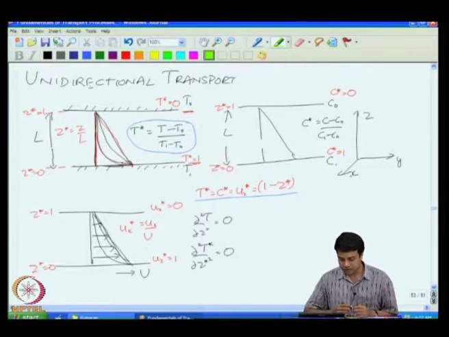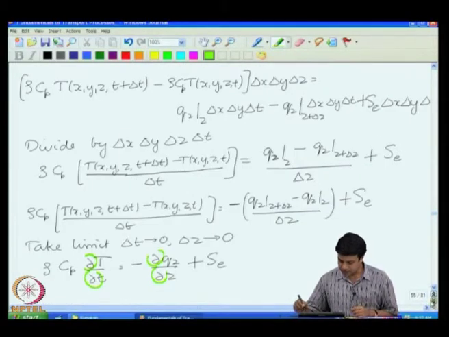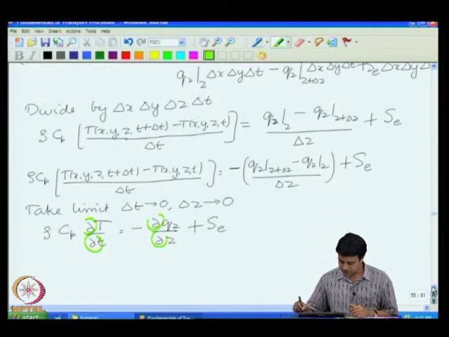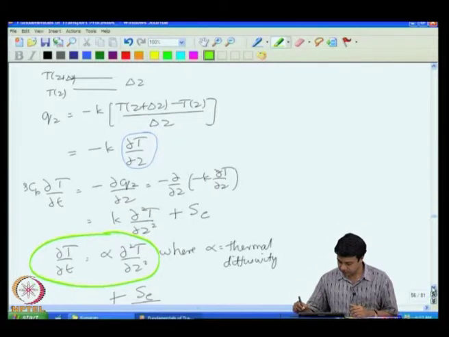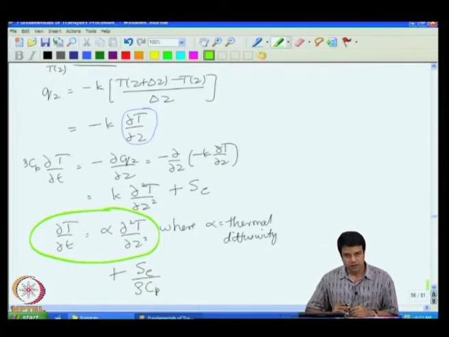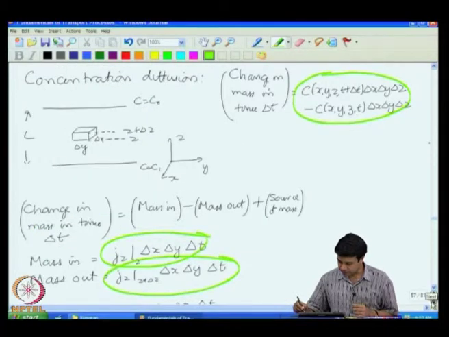We will see in the case of momentum transfer, a source refers to a body force, force acting per unit volume within the fluid. And in all these three cases, we get remarkably similar equations for heat, mass and momentum. For example, in the case of heat transfer, we get an equation of this form. The time variation of temperature is equal to the diffusivity times the second derivative with respect to the z coordinate, the coordinate in which there is a variation of temperature, plus any source of heat that is there.